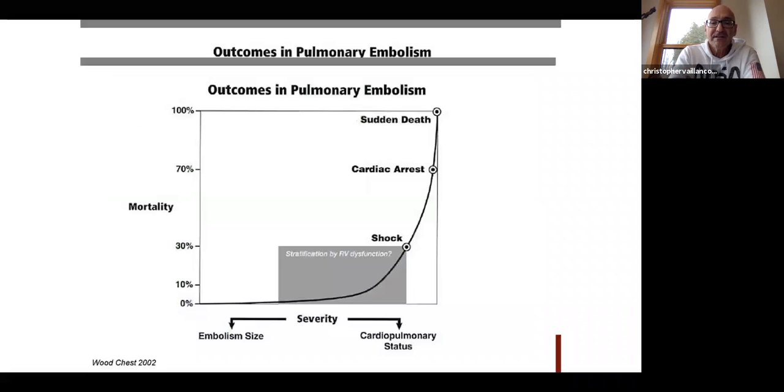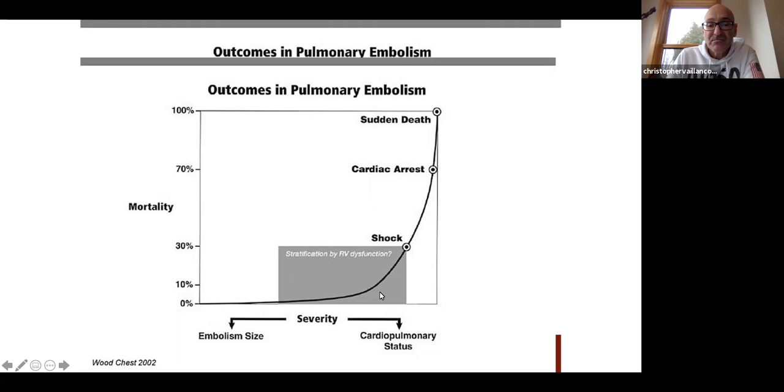And I really like this graph here, which illustrates the stratification of the right ventricular dysfunction. If you look at this area here, a little bit of RV dysfunction, obviously no bump in any markers, most of these patients do very well with heparin alone, and they will do fine.